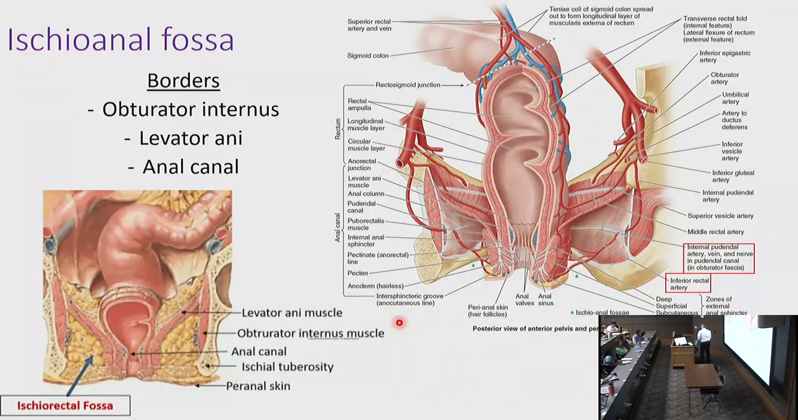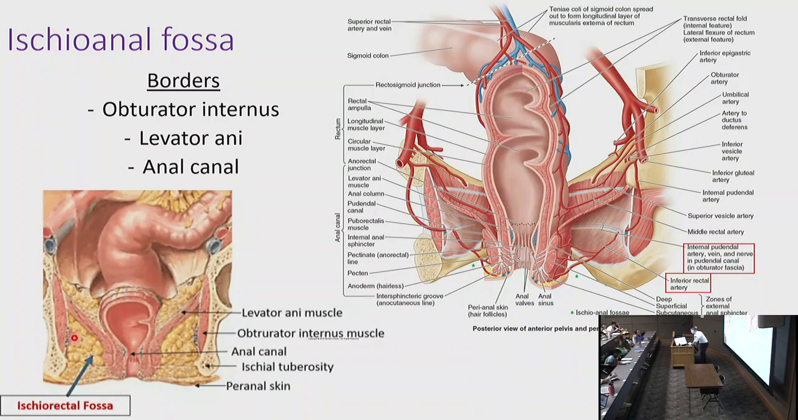All right, so now we're going to talk really briefly about the ischioanal fossa. Y'all didn't have to do this dissection, so that's great. The ischioanal fossa, really the only way that I can think about it is in this coronal section because it's on either side of your rectum, or your anal canal.